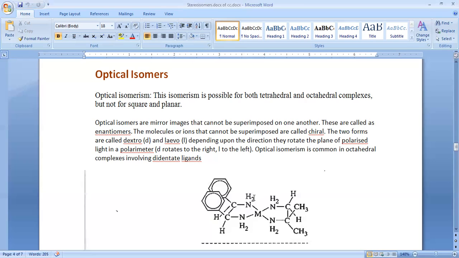Next, here the mirror images are not superimposable on each other, and those are known as enantiomers. What are diastereomers? Another set is diastereomers.